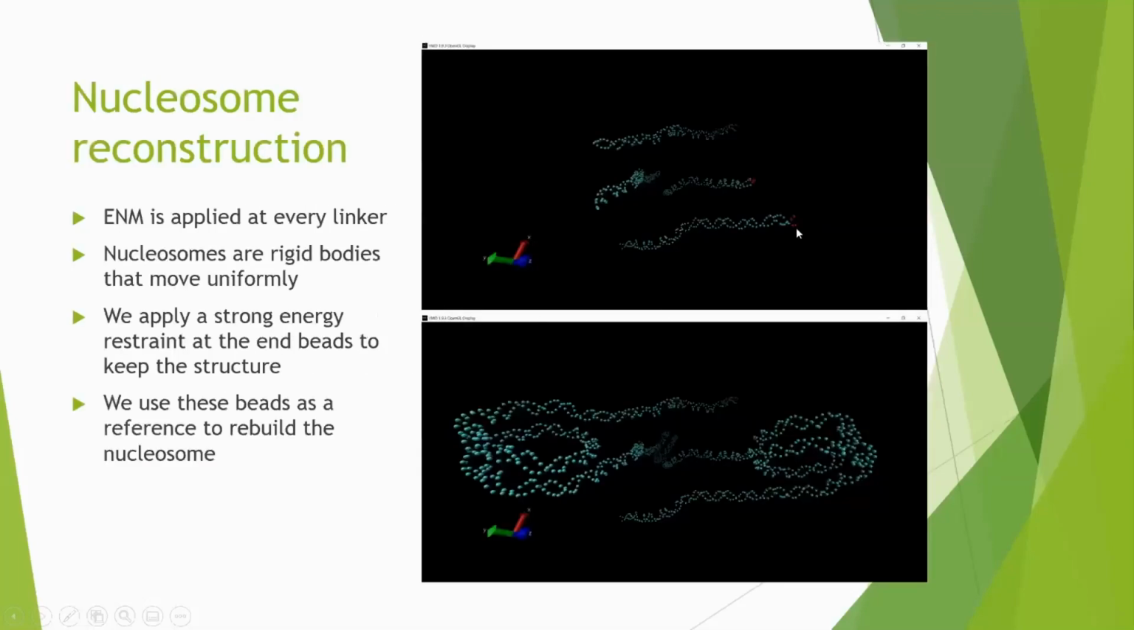In this case, the end beads represent the 4 last beads of every linker. There are big restraints within these 8 beads, which keep the structure of the overall chromatin fiber, and then these 8 beads can be used as a reference to rebuild the nucleosome. In this case, we can see a comparison: this is before the reconstruction, and this is when the nucleosomes have been rebuilt.